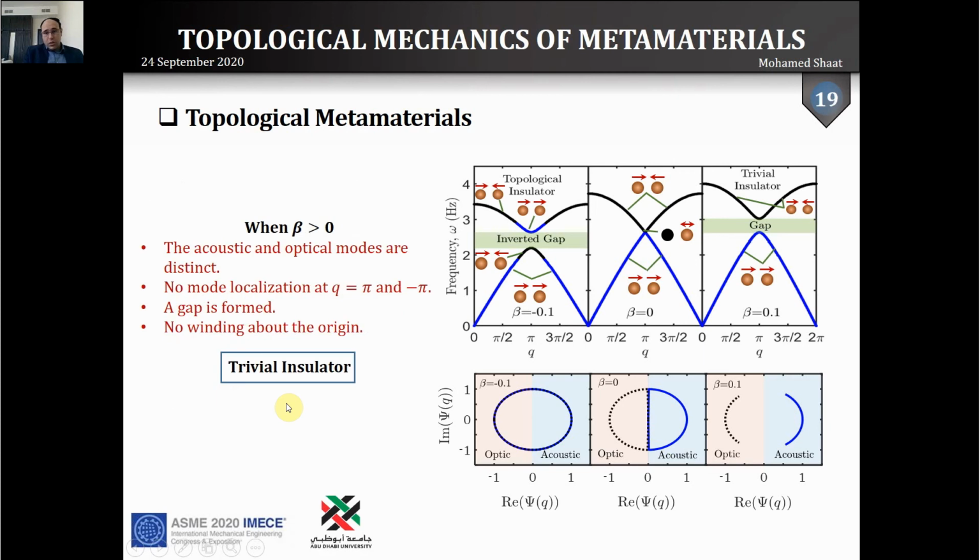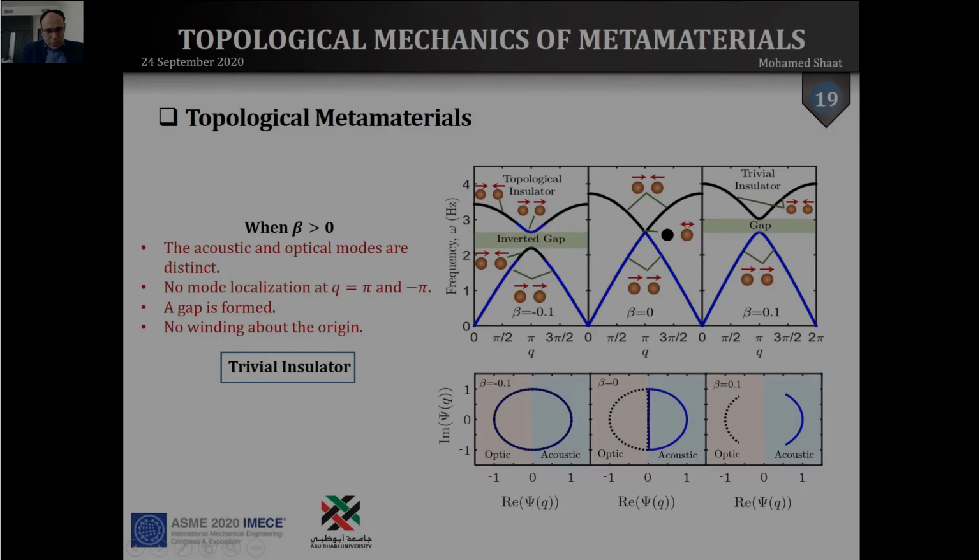This is for beta equals 0. But for beta bigger than 0, the positive case, a gap is formed. But still, the acoustic and optic modes are distinct, and there is no localization. The localization is not happening in that case, and that's why we end up with a gap. A gap is going to form in that case. But still, the acoustic and optic modes are two distinct modes, as already shown in this eigenmode.